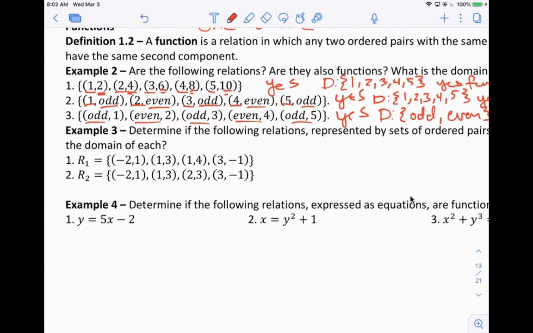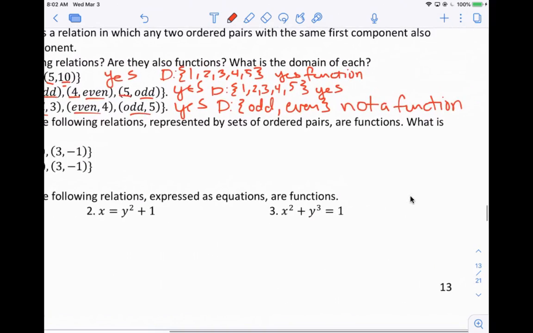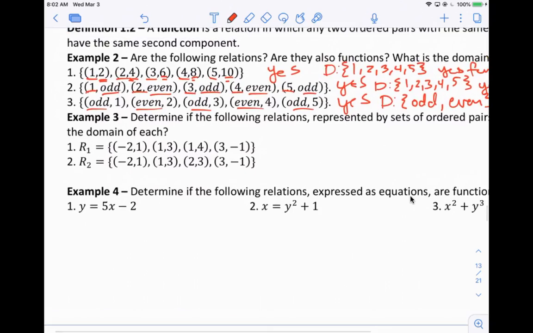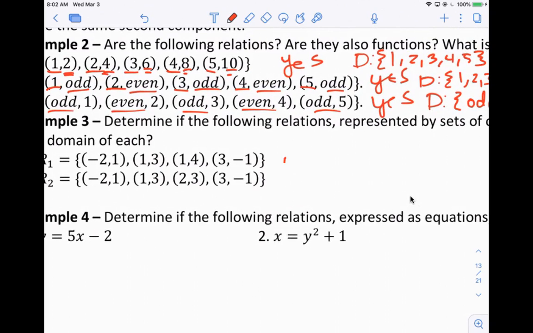All right, example 3: determine if the relations represented by the sets of ordered pairs are functions. What is the domain of each? Very similar. So this is now a hardcore relation. Let's do this a little faster. The domain, easy peasy: -2, 1, and 3. Domain in the second relation: -2, 1, 2, and 3. Oh, that's a horrible 3. Let's write that again. 3.